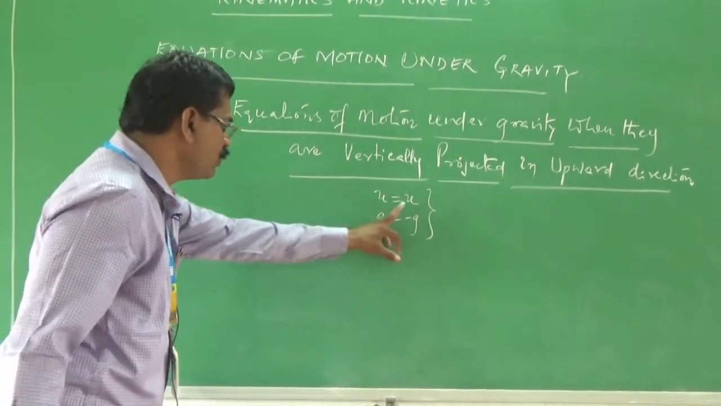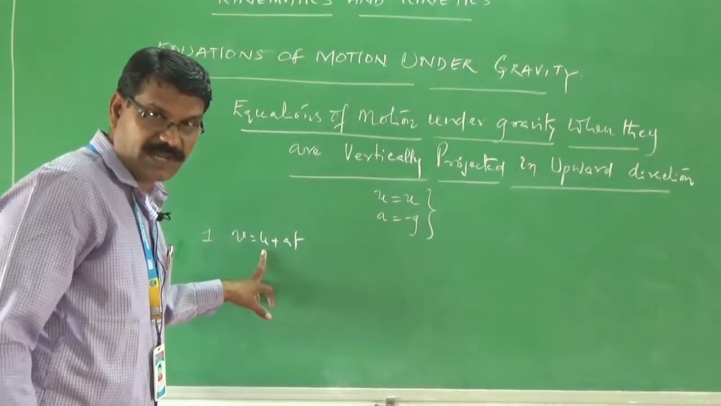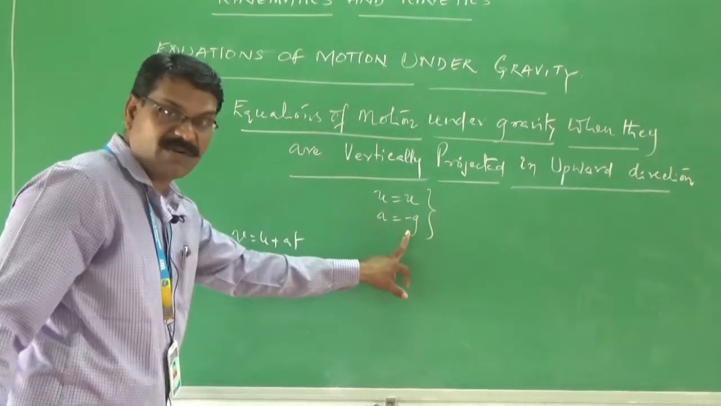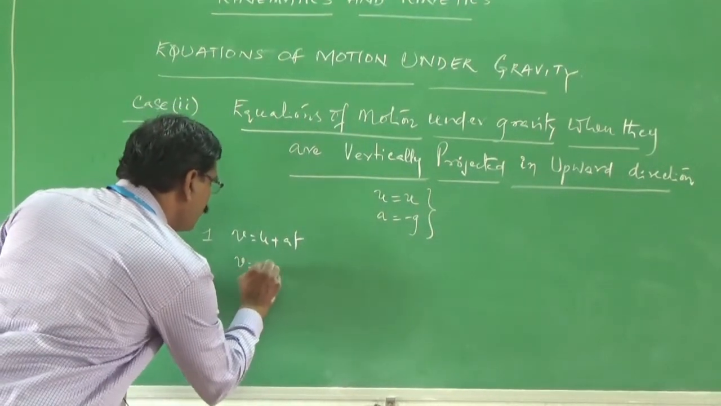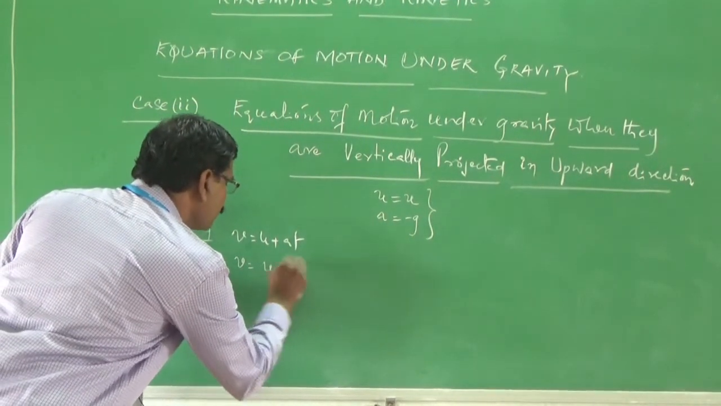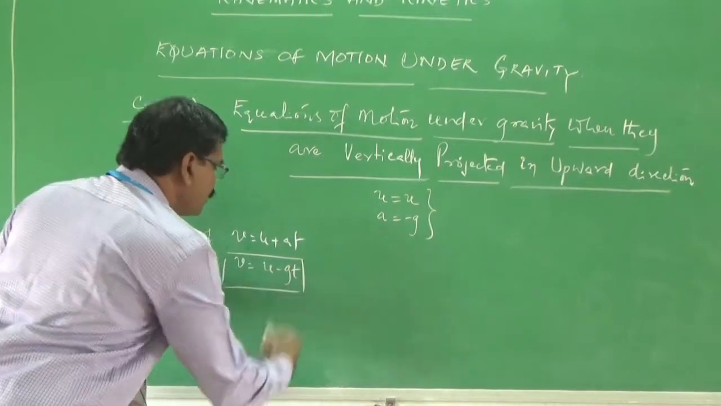So bring u is equal to u as usual. That means the initial velocity remains the same. Acceleration due to gravity changes to the negative direction. Therefore, I can get v is equal to u minus gt. The first equation changes like this.